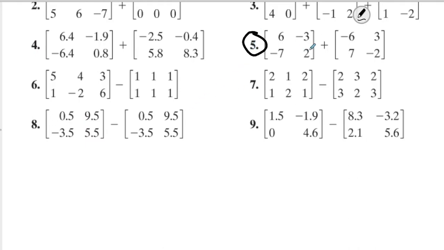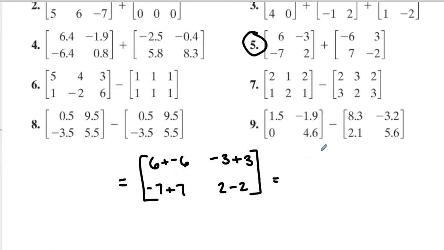Okay, and so with matrix addition, the corresponding elements are added or subtracted depending on what the operation is. So row 1, column 1 is added to row 1, column 1. Row 1, column 2 is added to row 1, column 2. So then for number 5, we have 6 plus negative 6, and you have negative 3 plus 3. Then we have negative 7 plus 7, and then you have 2 minus 2.